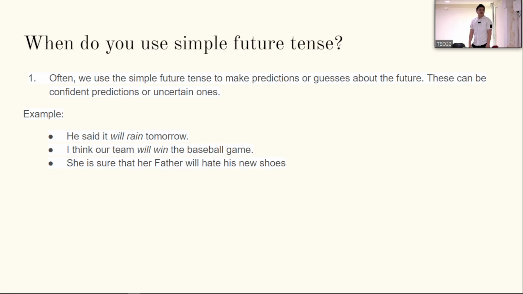So when do we use simple future tense? Commonly, the first one, often we use simple future tense to make predictions or guesses about the future. This can be confident predictions or uncertain ones. For example, he said it will rain tomorrow, or I think our team will win the baseball game, or she is sure that her father will hate his new shoes.